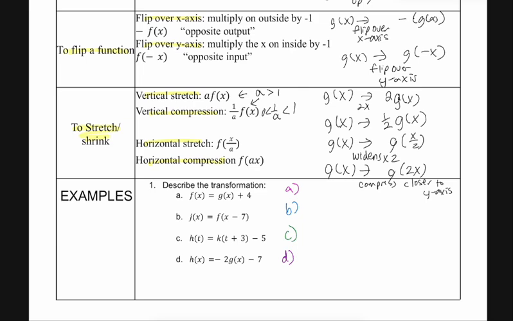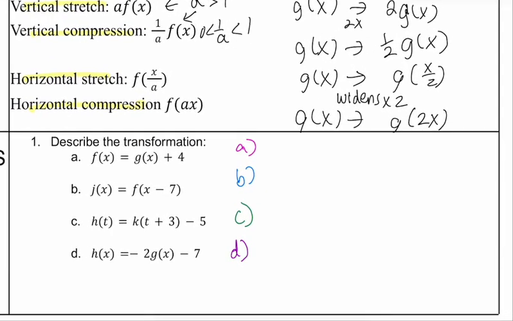So A is f of x in terms of g of x. What did you do to the g of x function? Well, if you add 4 on the outside, you are going to take the g of x and move it up 4 units. So our g of x function has moved up 4 units, and that's how we got f of x.